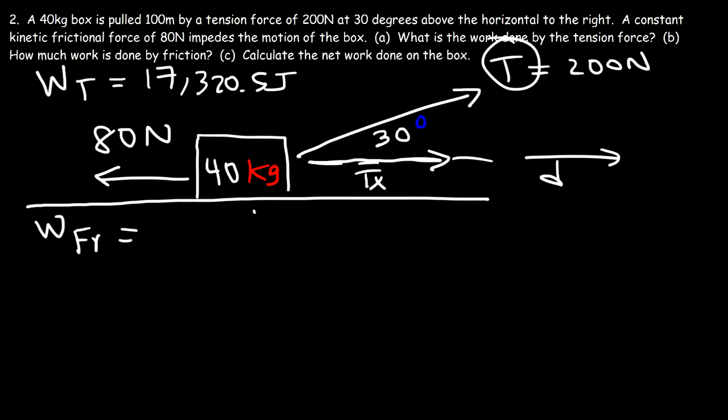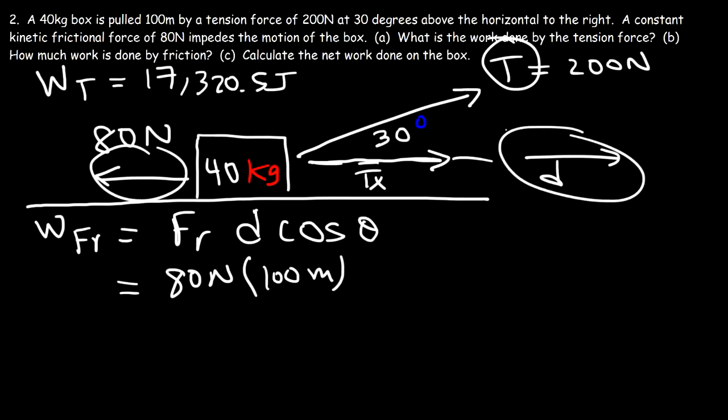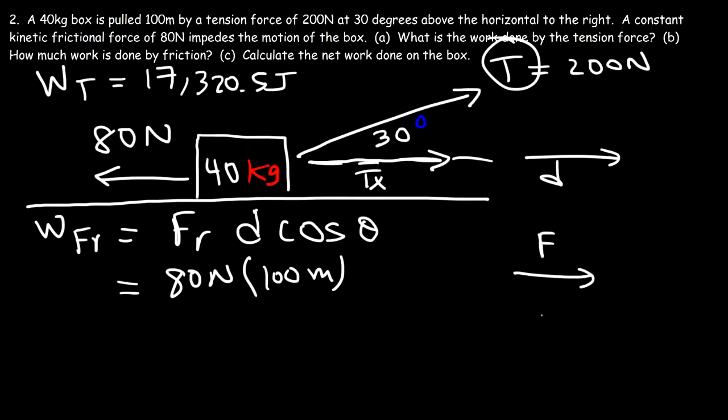The work done by friction is going to be the frictional force multiplied by the displacement. And then you could put cosine theta if you want as well. Now the frictional force has a magnitude of 80 newtons. The displacement is 100 meters. And now the angle between these two, what is it? Now let's say if we have a force and displacement vector. The angle between these two is 0 degrees.